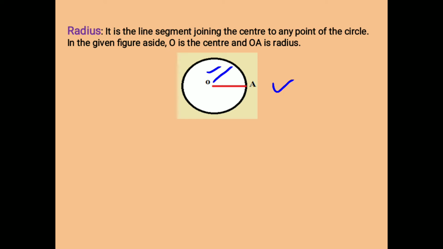That is, in this way, we can draw as many radii as we want, and all of them are equal in length in the same circle. Radii is the plural form of radius.